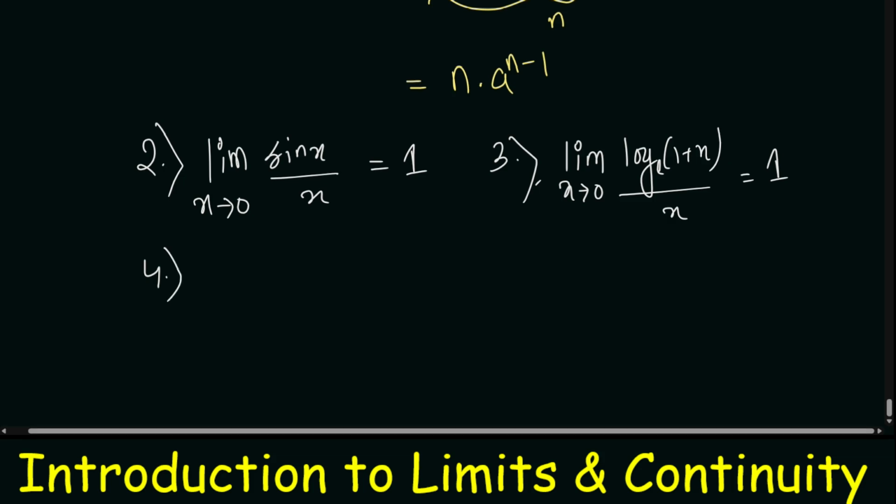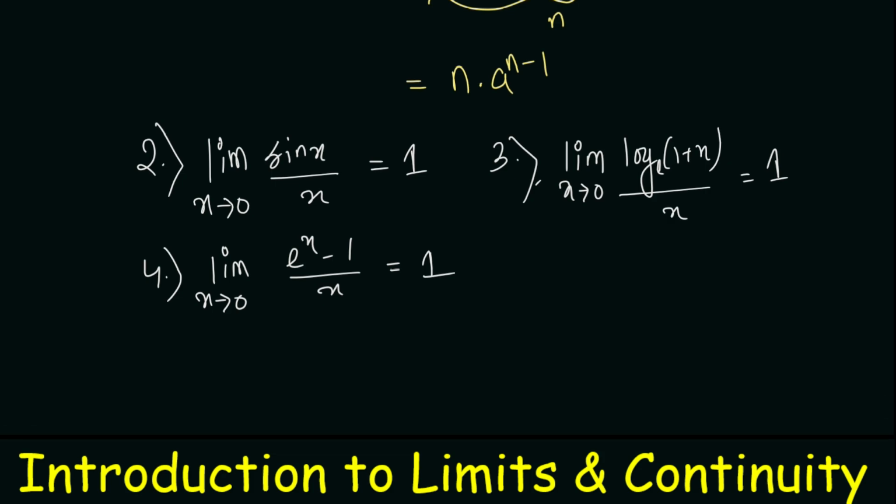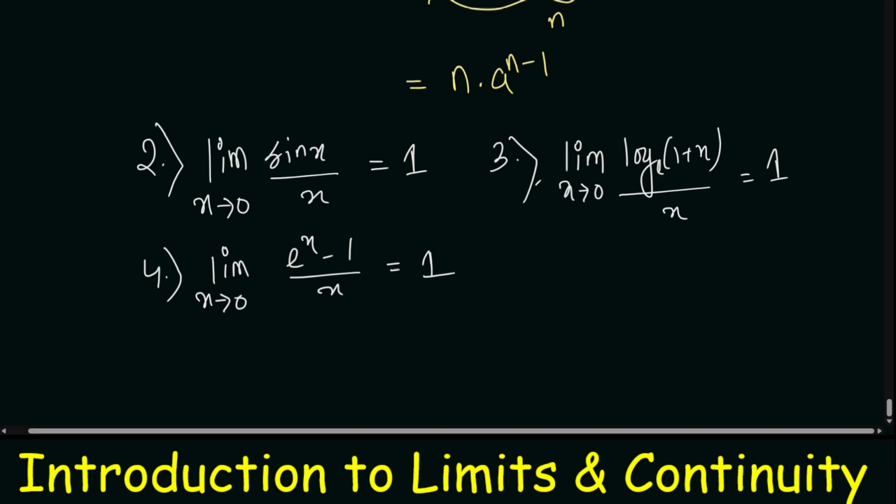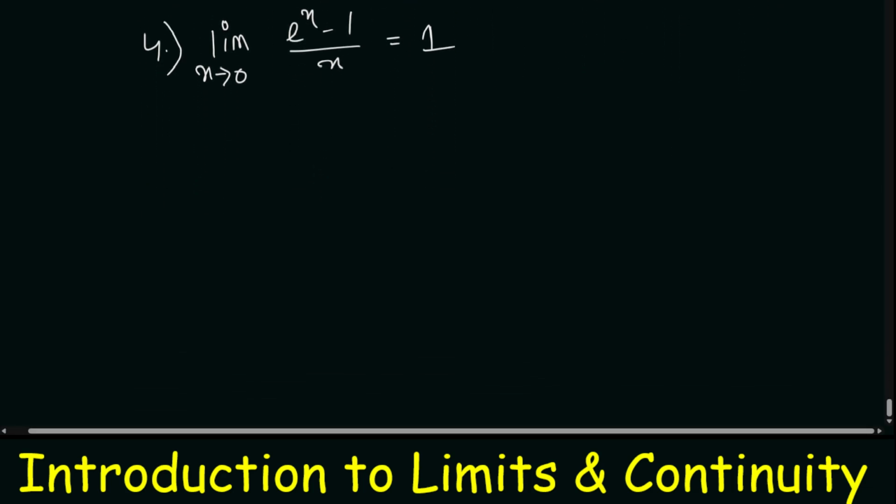And number 4, limit x tends to 0, e to the power x minus 1 by x equals 1. So these are some properties that we are going to use while evaluating limits, and we shall do them now. Okay, let's start with some simple limits, and then we can gradually move forward.